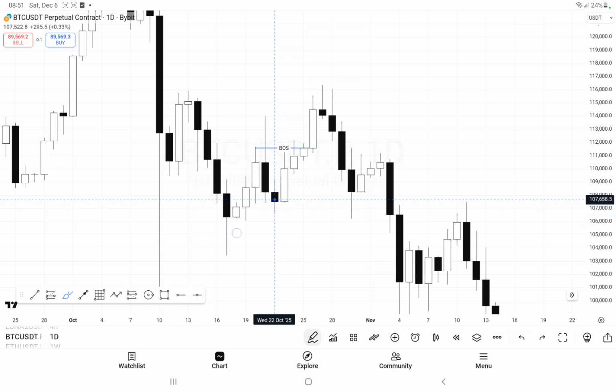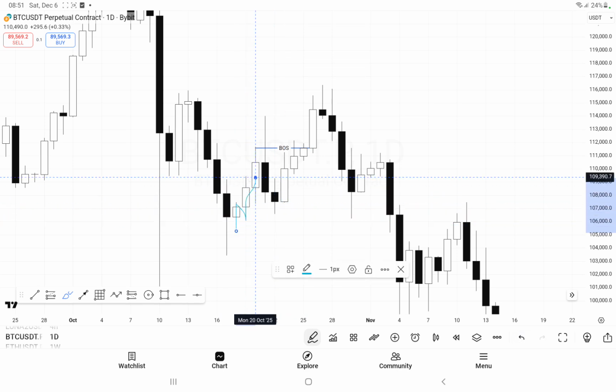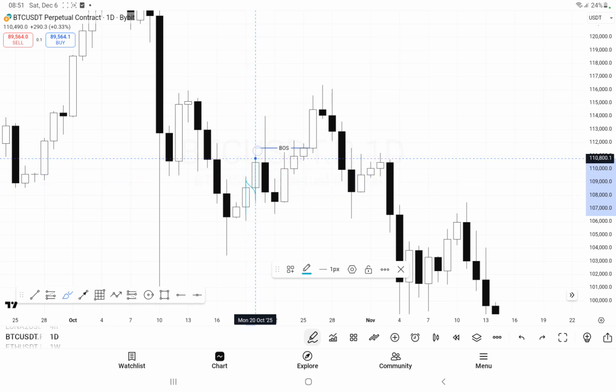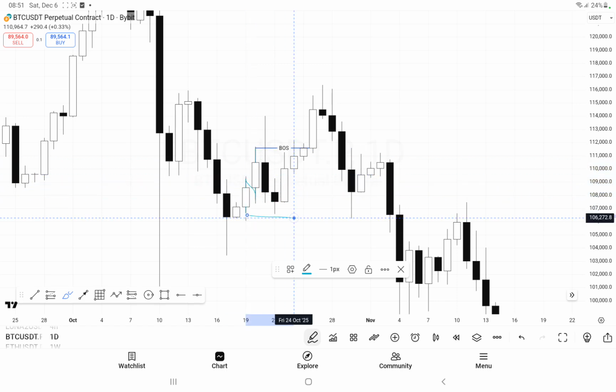How is that the low? We have this, the low, the high. Then we have this break of structure, the low and the high. Now we have this. This is the low and the high.